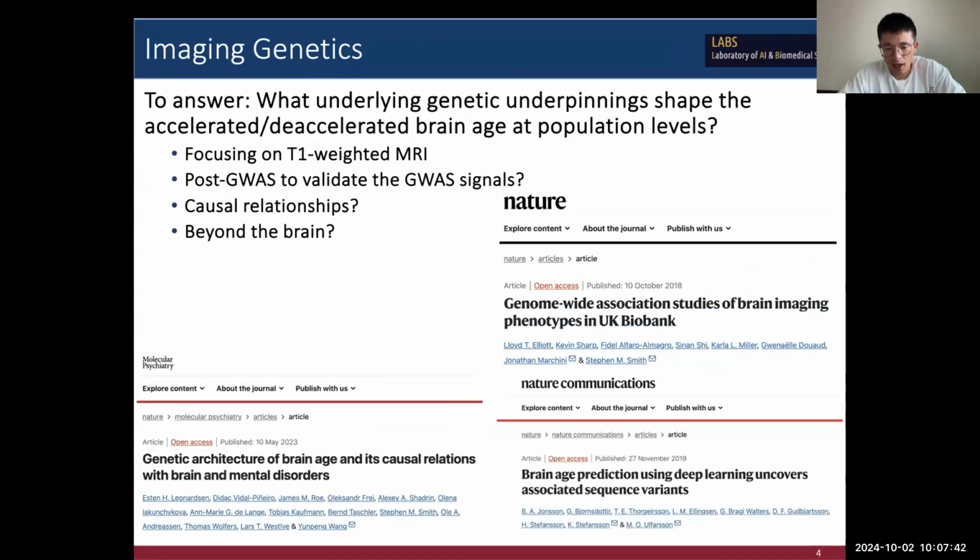Another more cutting-edge research area in the field is imaging genetics, which aims to combine imaging data and genetic data to better understand the molecular or biological pathways that shape such accelerated or decelerated brain age at the population level.